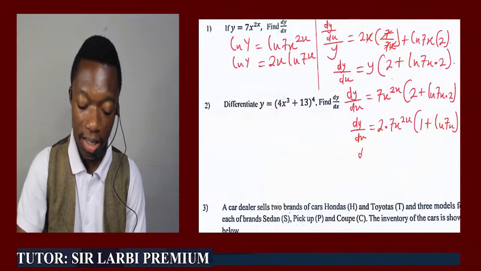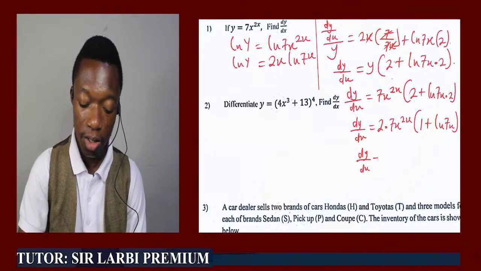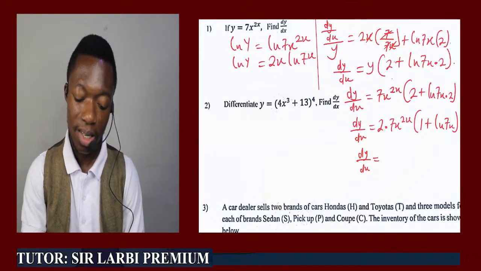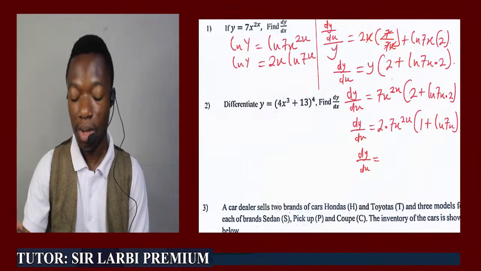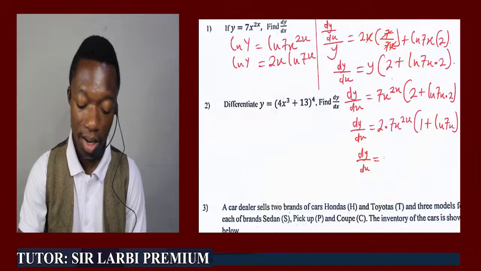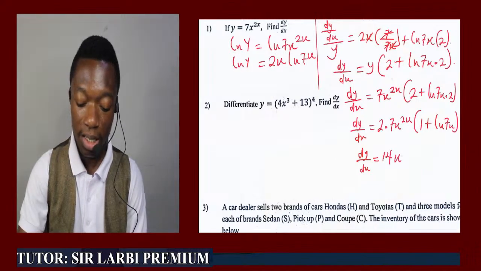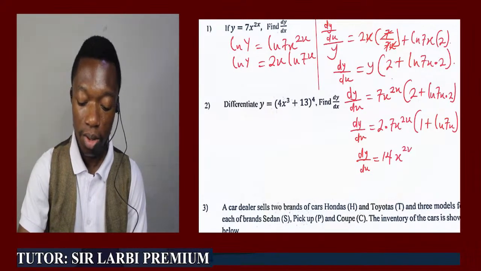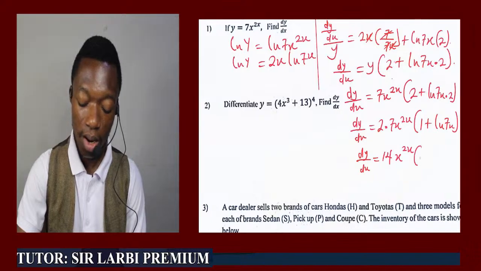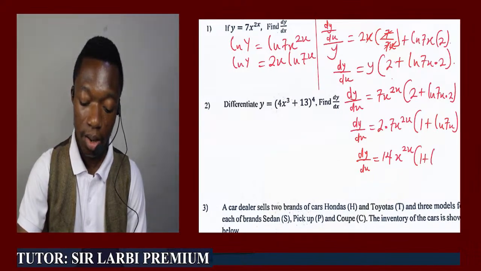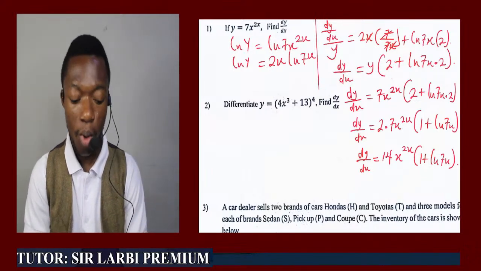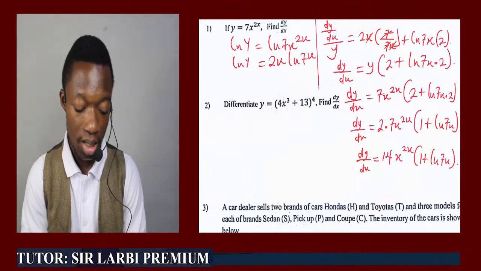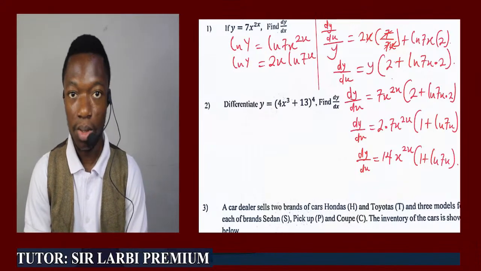So therefore I can say that my dy over dx should be equal to, you realize that the 7x can be separated, right? So we can have 7 dot x to the power 2x. So I can then multiply 2 and 7, supposed to get what? 14x to the power 2x into bracket 1 plus log 7x, and you are done. This is how we go with the differential of y is equal to 7x to the power 2x.